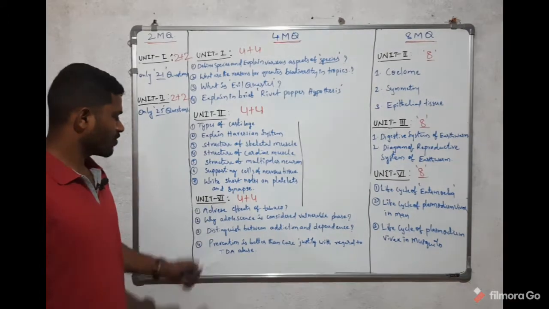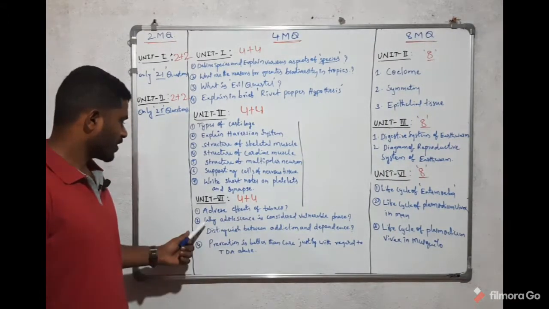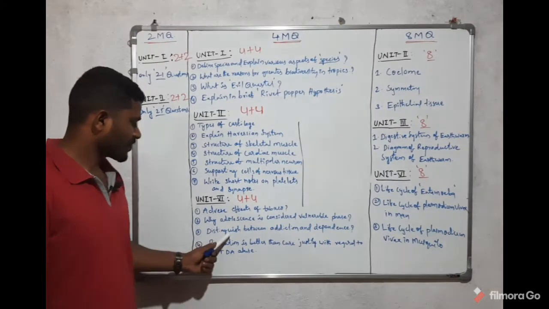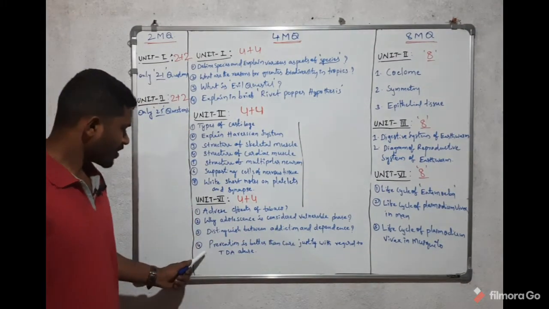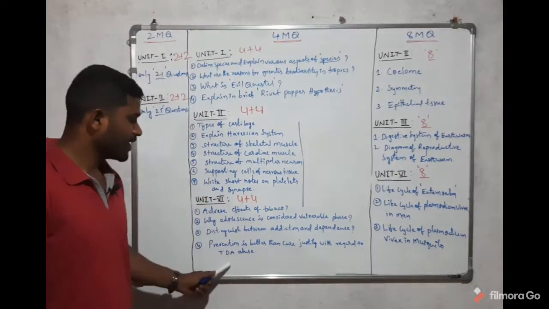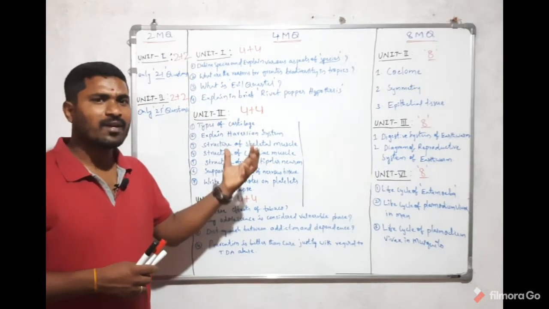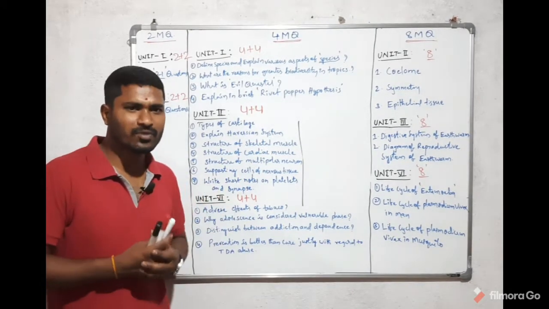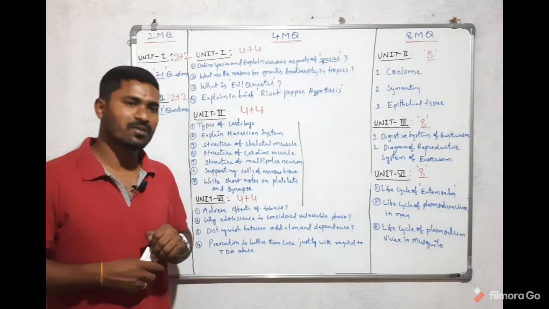In the 6th unit, number 1, adverse effects of tobacco. Number 2, why is adolescence considered a vulnerable phase? Number 3, distinguish between addiction and dependence. Number 4, prevention is better than cure, justify with regard to drug abuse. So these are the 4 marks questions from these 3 units. These are very important, repeated and expected questions in the 2021 academic year IPE examination.